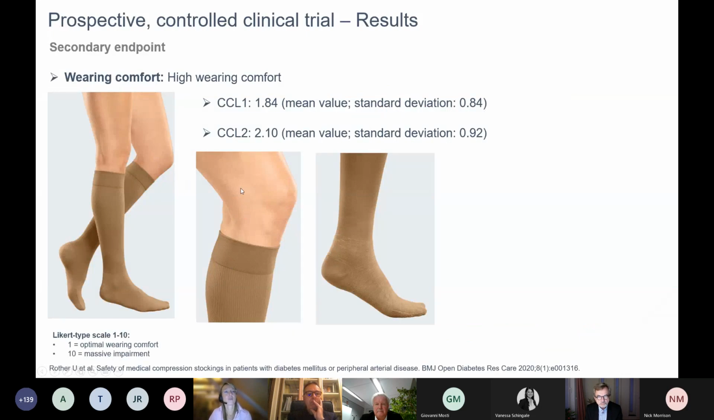And I mentioned to you that we were also interested not only in the objective parameters, but also, as a secondary endpoint, in the subjective feeling of the patients. And therefore, they could rate the wearing comfort of this new and unique stocking. And as I told you, they could rate the wearing comfort on a Likert scale from 1 with high and optimal wearing comfort to 10 massive impairment. And you can see that for both compression classes, we had really this high wearing comfort between 1 and 2. So also the patients are very satisfied with this new stocking.